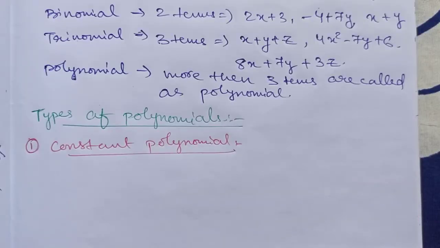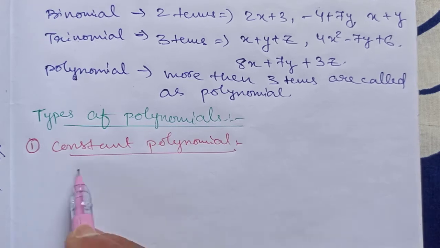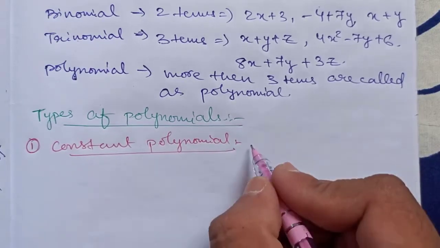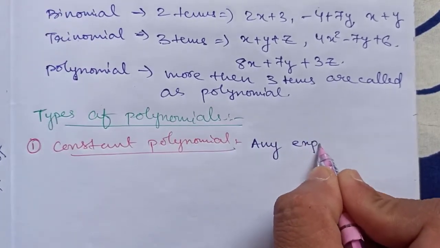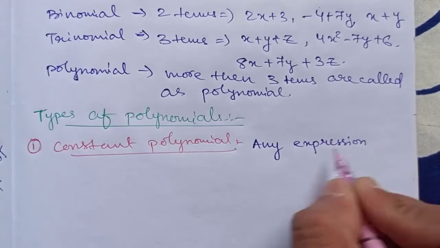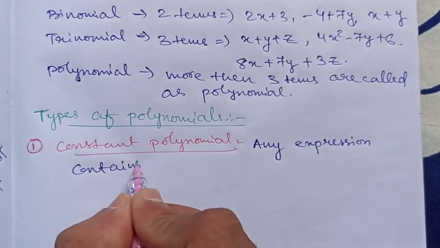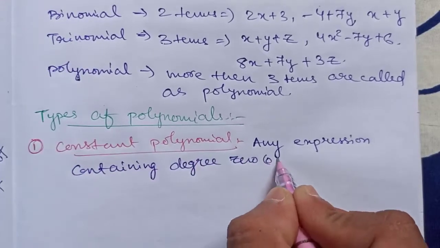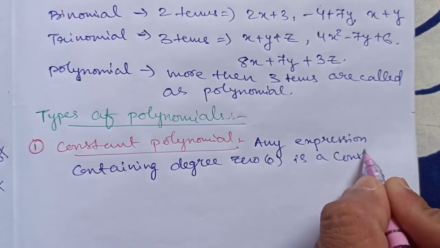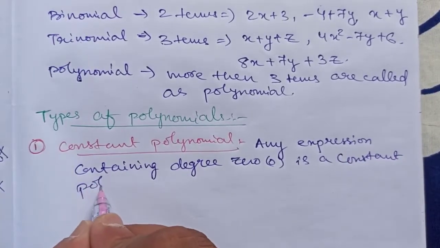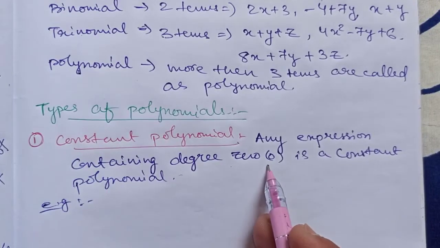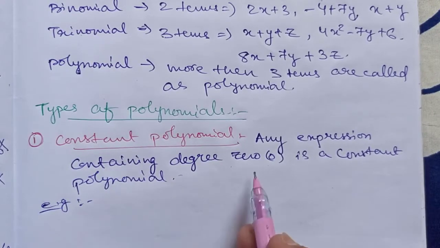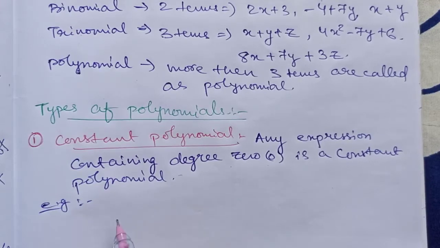Next is types of polynomials. There are so many types of polynomials, but we will discuss a few which are required for you. So first is constant polynomial. What is a constant polynomial? Any expression containing degree 0 is a constant polynomial. That means any expression written with degree 0 is a constant polynomial.